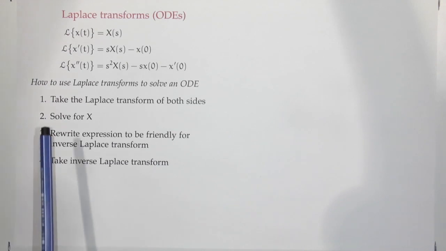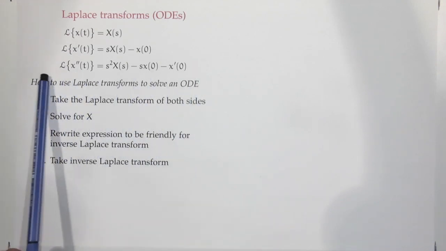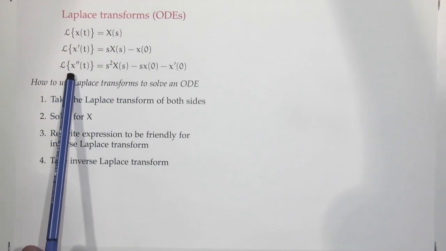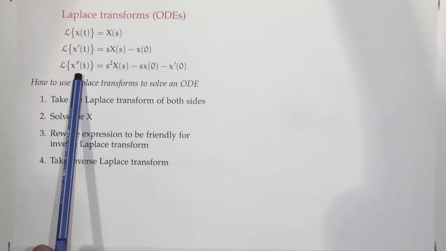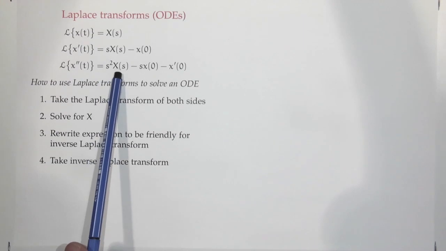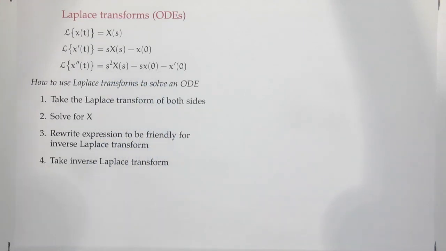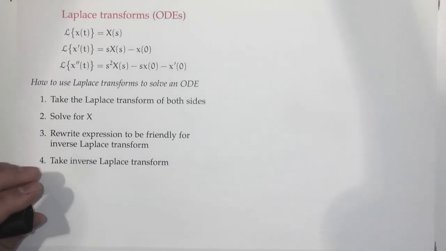And you can also recover, again, this one is not quite in the formula sheet. The formula sheet has the more generic one, but this follows from the formula sheet. The Laplace transform of x double prime is s squared capital X minus s x of 0 minus x prime of 0. All right, but again, this is stuff that you don't have to memorize. It's on the formula sheet, so what you need to do is know how to use it.